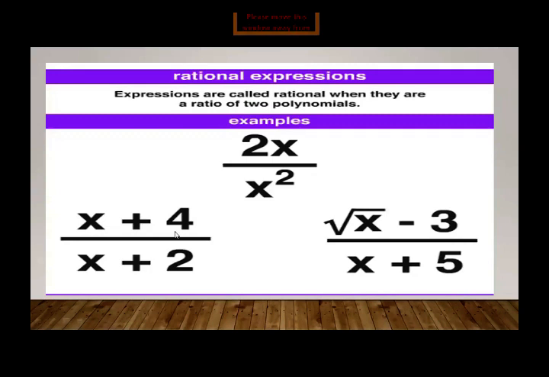Second example is x plus 4 divided by x plus 2. In both we observe that two terms are there, meaning in numerator and denominator binomials are given. So according to definition, their ratio is the same, or they have the same nature of expression. So we consider that this is a rational expression. In the third example, we have root x minus 3 divided by x plus 5. Again, we observe that in numerator and denominator binomials are given. So, according to definition, they are considered a rational expression.